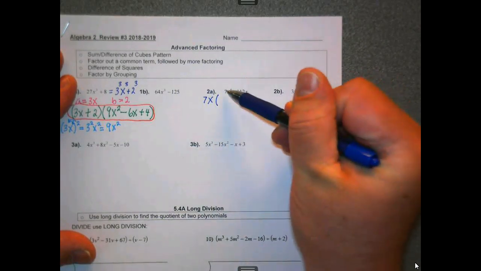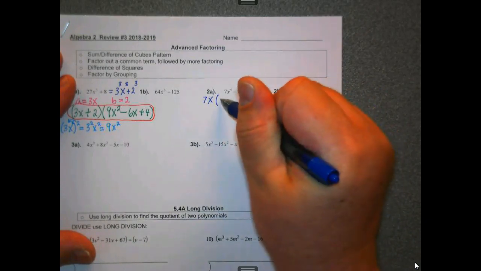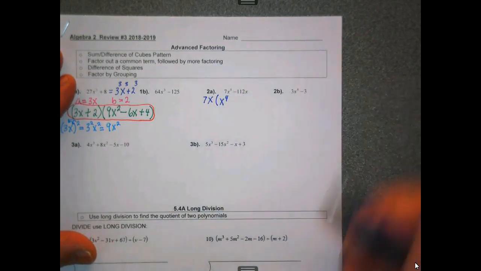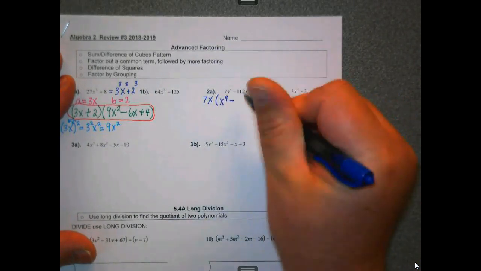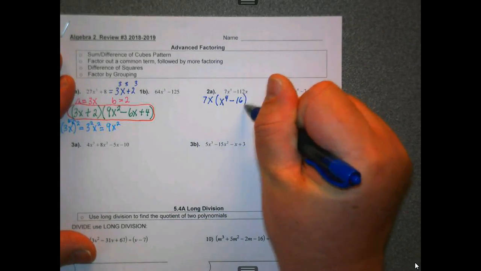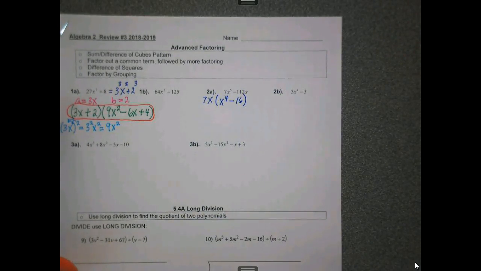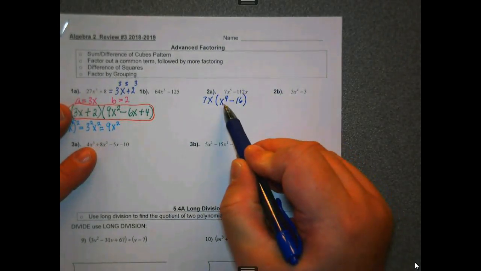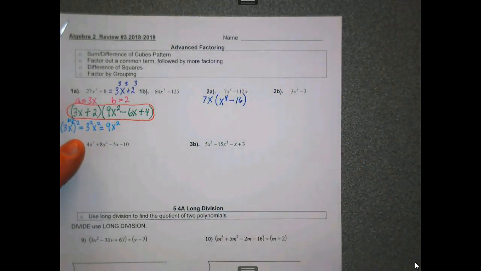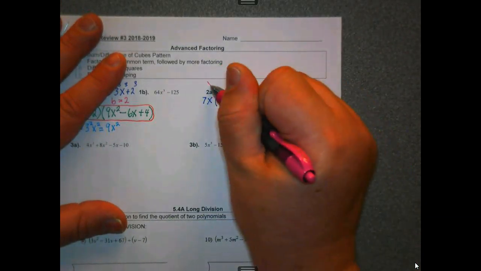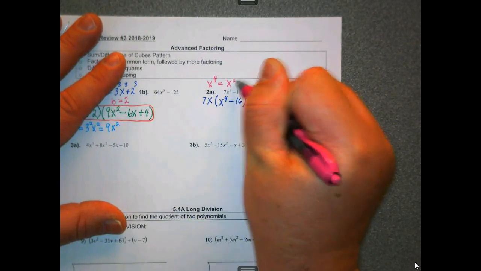So 7x to the fifth divided by 7x is x to the fourth minus 112x divided by 7x is 16. Okay. Now, this is actually a difference of squares. Okay, this x to the fourth I can think of as x squared, squared.